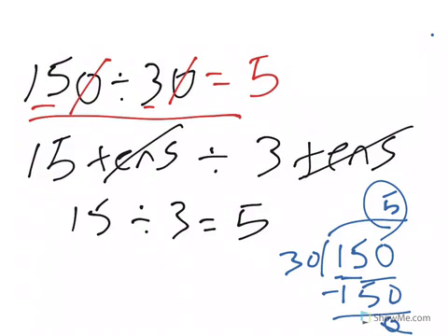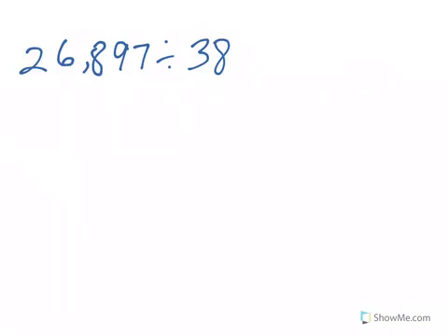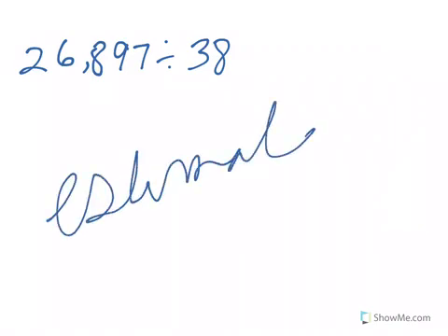Now, this may seem fairly simple and straightforward, but this type of shortcut, particularly thinking of the 15 tens and the 3 tens, or eliminating those two zeros, canceling them out, going to 5, helps us to estimate. So let's look at another example. Okay, 26,897 divided by 38. Now, in this example, I'm going to say that it is okay to estimate.